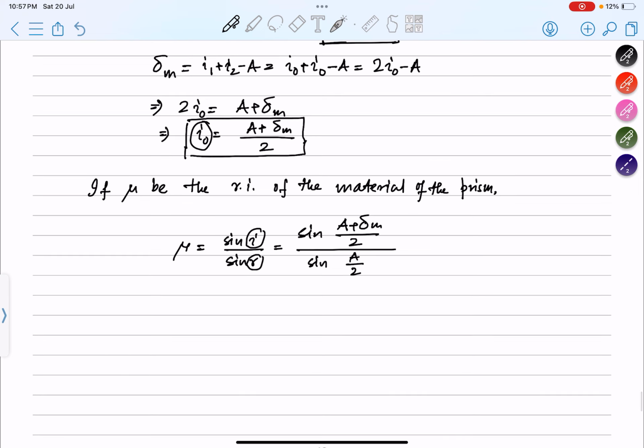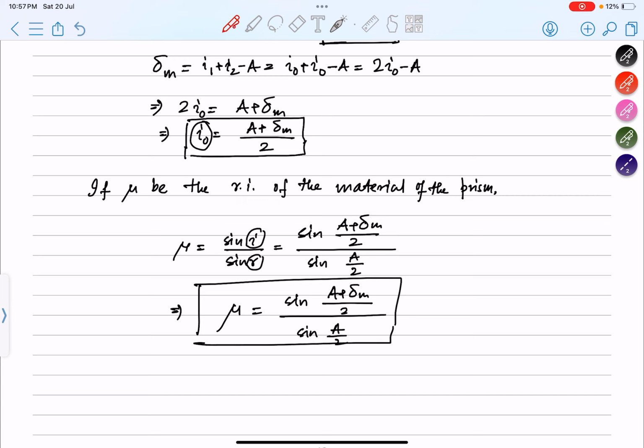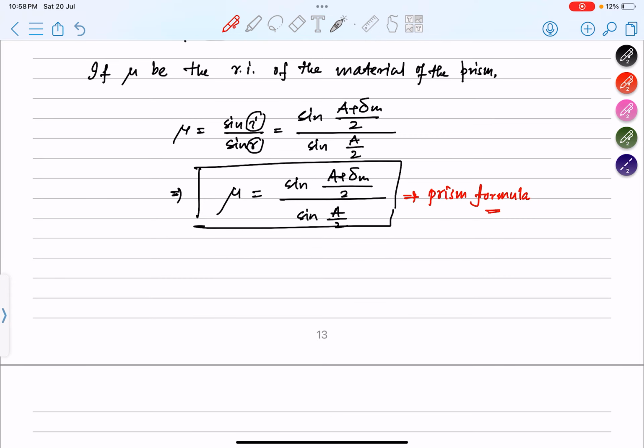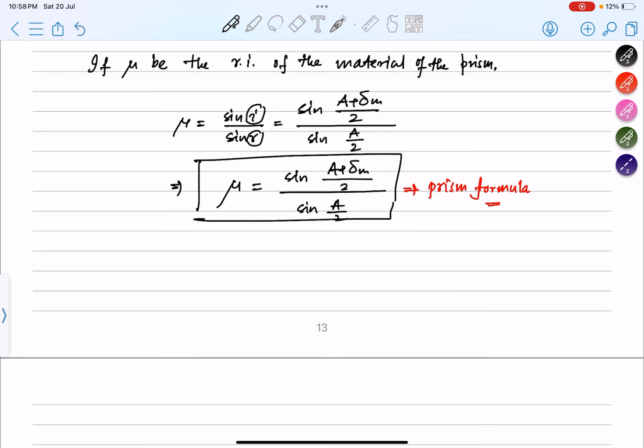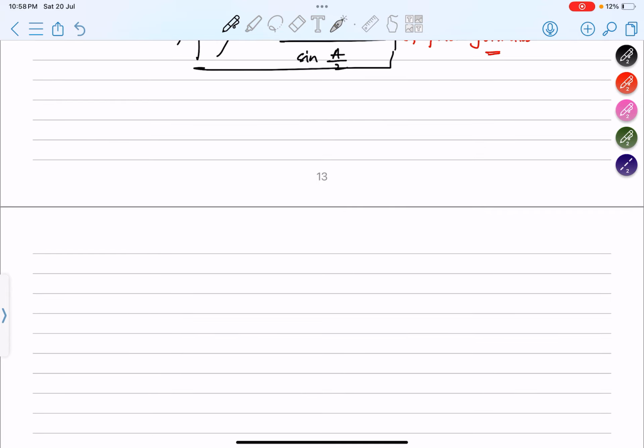Okay, so this mu equals sine ((A plus delta M) divided by 2) divided by sine (A by 2). So this is a very important formula which is called the Prism formula. We have studied the lens formula, we have studied the mirror formula. Now this is what is called the Prism formula. Okay, so we have reached this result in a certain way, and there is also an analytical method through which you can prove the same thing. So let us explore the analytical method.